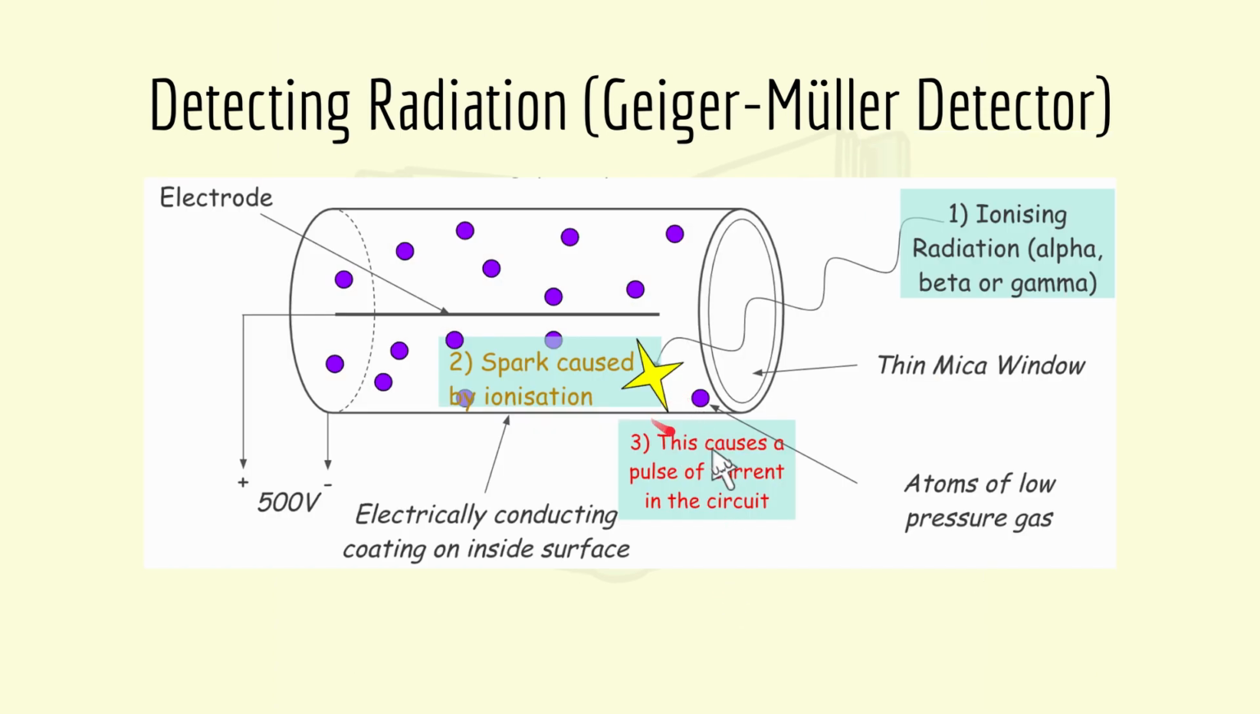And here's a more simplified diagram. It's the same, but there's no animation. So when this causes a current in the circuit, like a pulse, it is registered on the screen, so we can see if there's a spark caused by ionization.